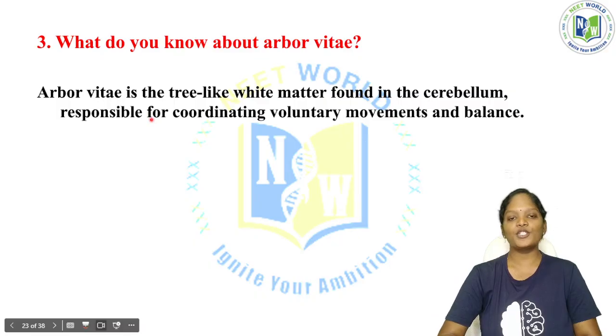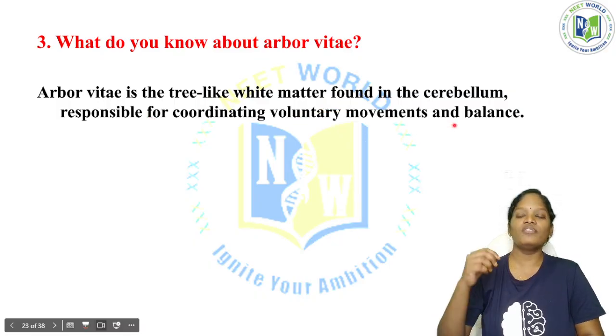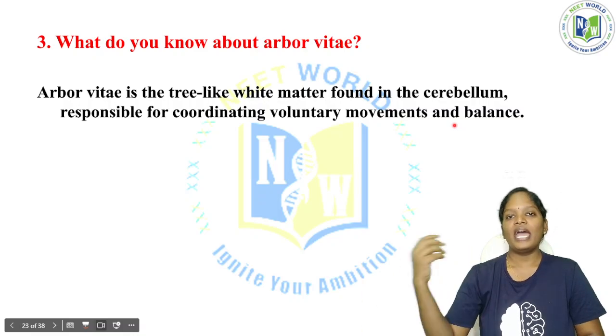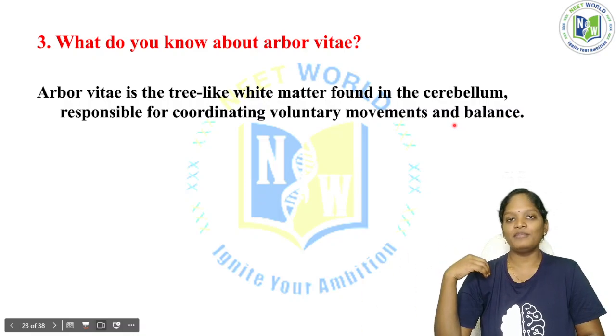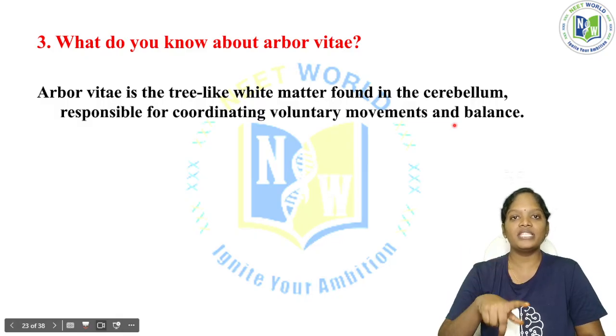What is the function of the arbor vitae? It is responsible for coordinating voluntary movements and balance. If I want to keep my hand like this, I can move it, and if I want to keep it like this, I can move it. These are voluntary movements according to our consciousness. The voluntary movement and balance are regulated by the arbor vitae present in the cerebellum.